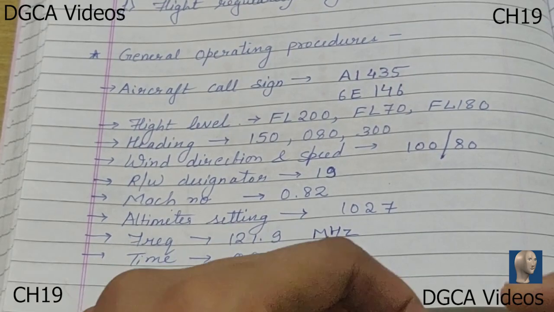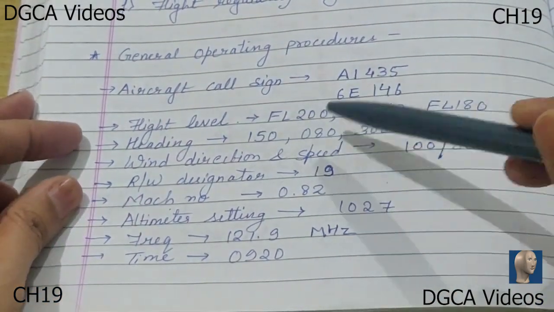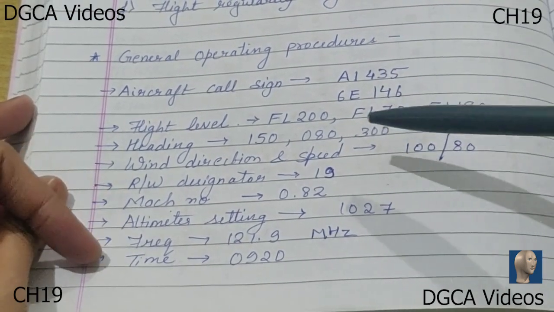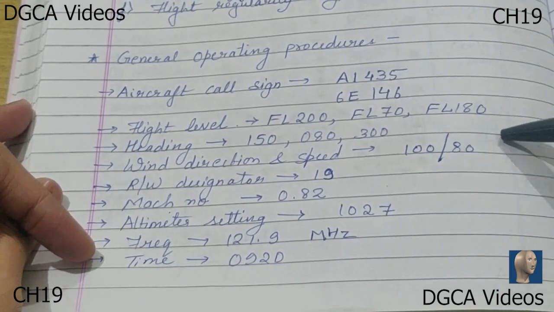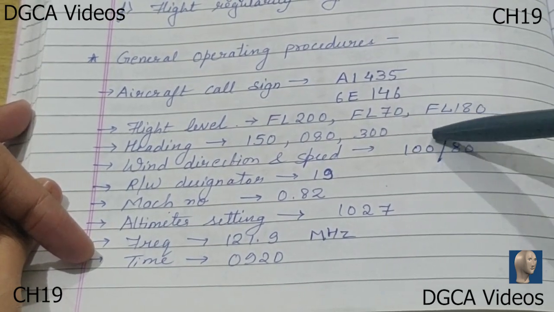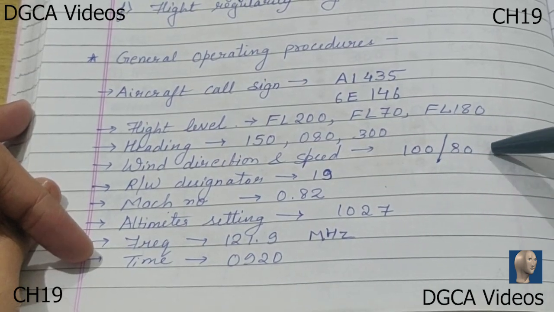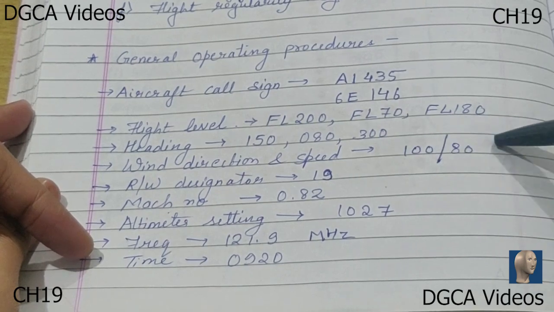Next comes the heading. Heading also you have to split: 150, 080, 300. And wind direction and speed. First, it is also denoted like this. This one will be the direction from which the wind is coming, and this will tell you how many knots. So this will be called 100 80 winds.